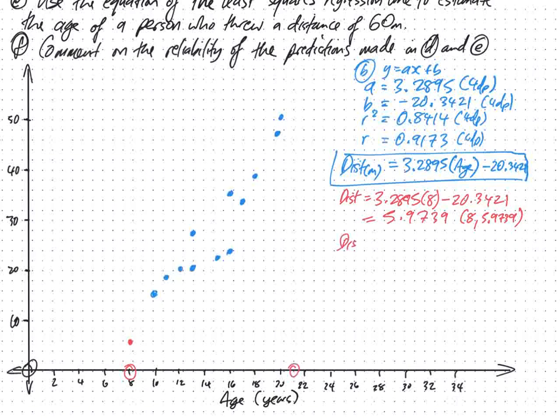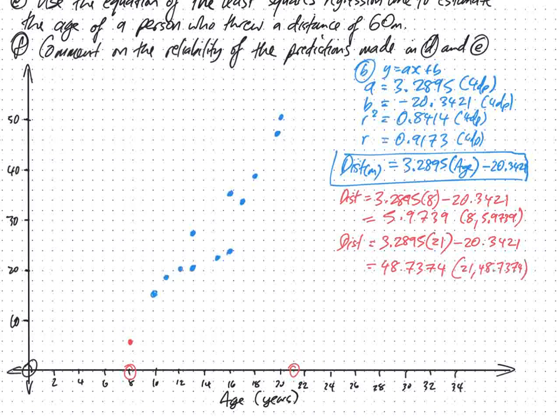So distance for when it's 21, 3.2895 lots of 21, minus 20.3421. 3.2895 times by 21 minus 20.3421, 48.7374. So the point is going to be 21, 48.7374. So let's plot that.